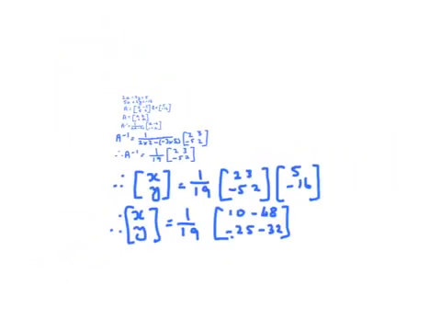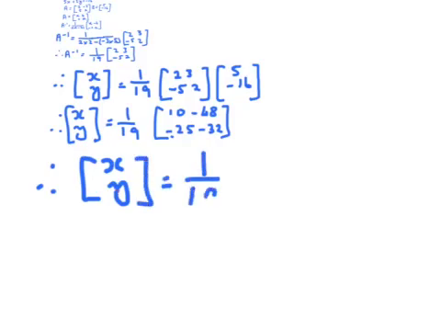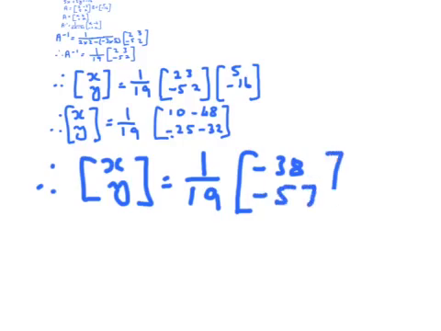Where do we go to from there? Well, we just got to tidy up this bit here. So X. Therefore, X, Y equals 1/19. Now, what have I got here? -38 and -57. Yeah, -57. Okay. Now what we can do is deal with the 1/19th.